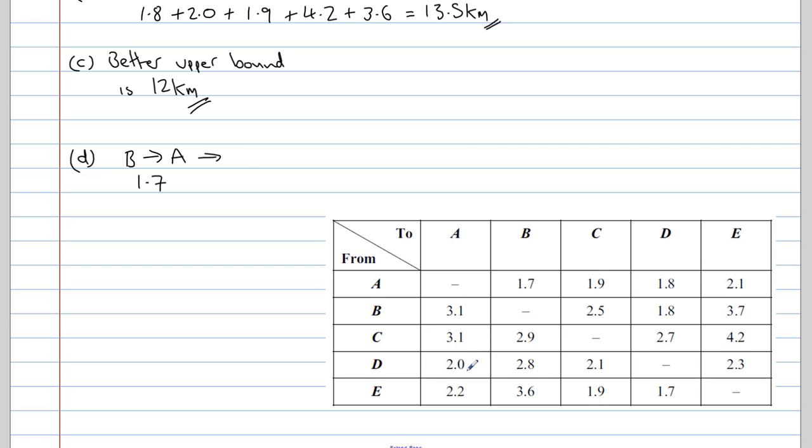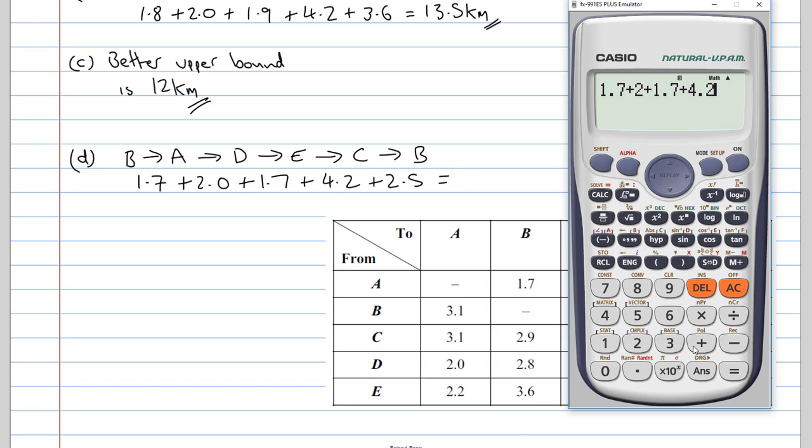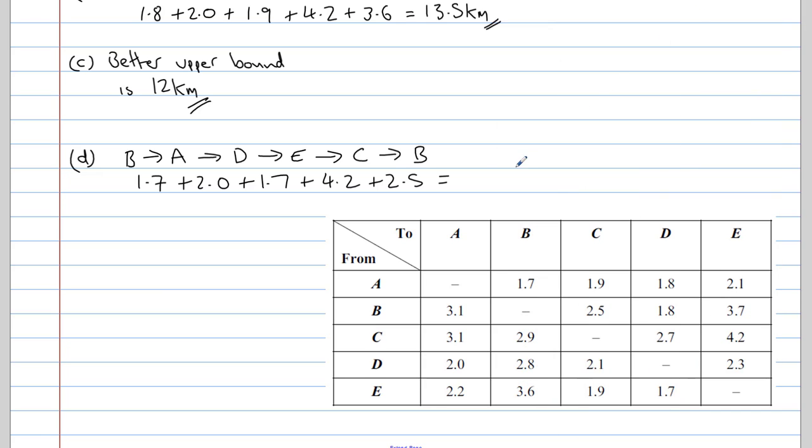From A, the nearest place is D at 2.0. From D, we could go to E, which is 1.7. From E, the only place we haven't been to is C, which is 4.2. Even though that's the largest, we have to go there because we've got to visit every place. And then finally, from C, we need to go back to B, which is 2.5. And that gives us a length of 12.1.